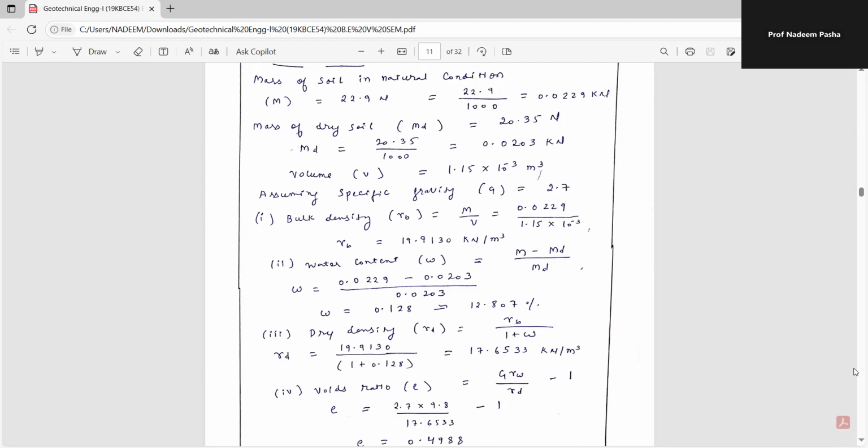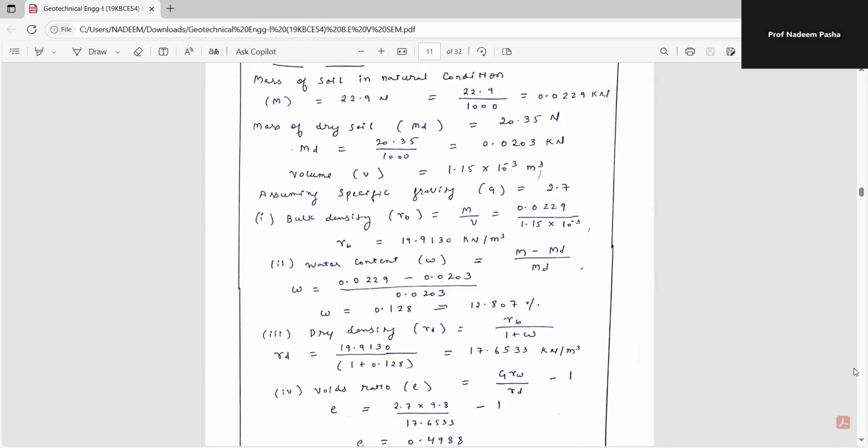Bulk density gamma b is equal to M by V. M is equal to 0.0229 divided by 1.15 into 10 raised to minus 3. So gamma b is equal to 19.9130 kilonewton per meter cube. So the water content w is equal to M minus Md divided by Md. So your w is equal to 0.128 or 12.807%. Dry density gamma d is equal to gamma b by 1 plus w. So your gamma d comes out to 17.6533 kilonewton.